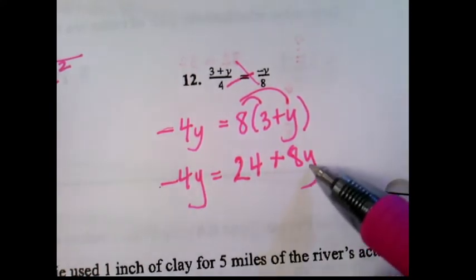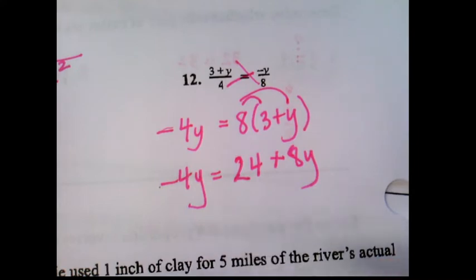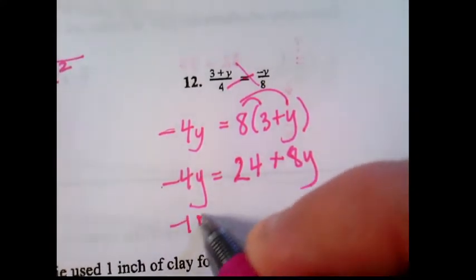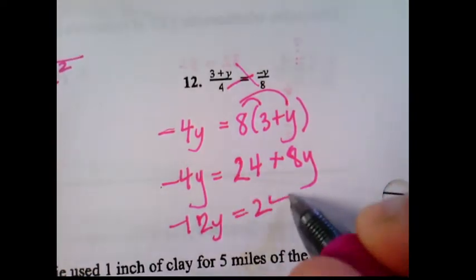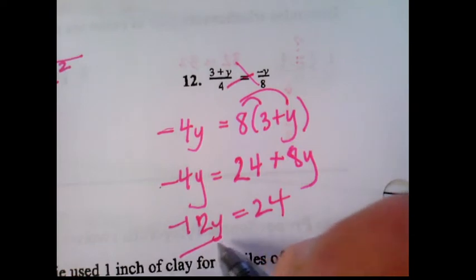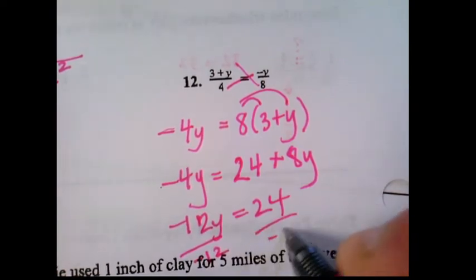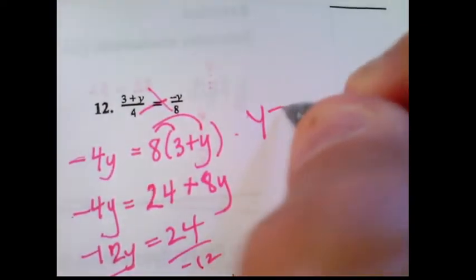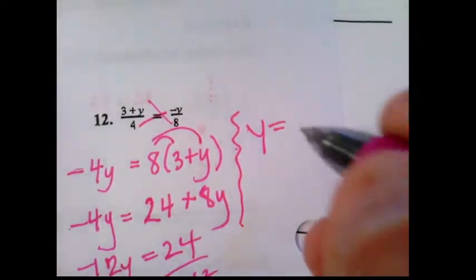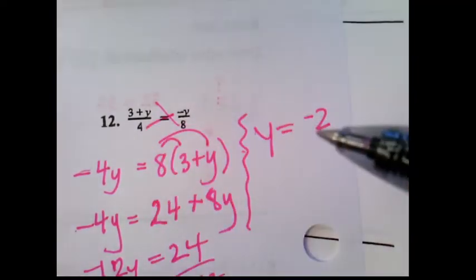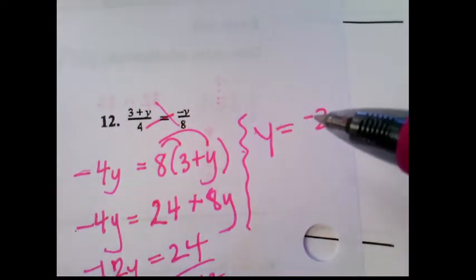Now, I'm going to go ahead and subtract 8y from both sides. I end up with a negative 12y. And then I'm going to divide both sides by negative 12. Okay. Now what that gives me is y is equal to negative 2.